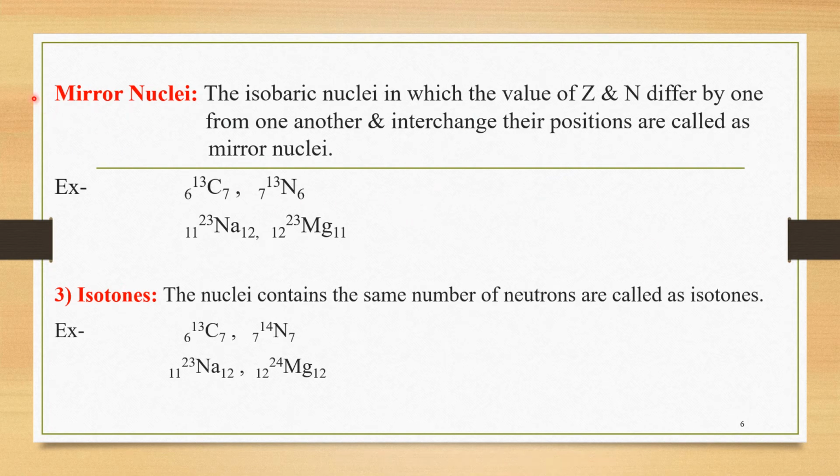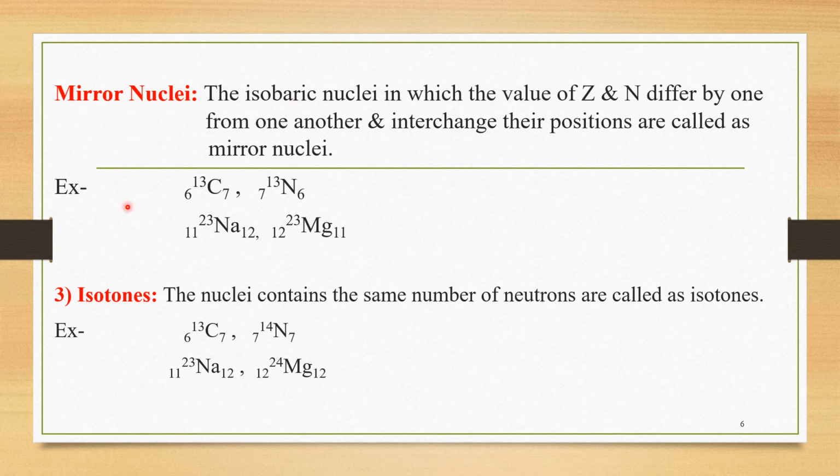Now in these isobars we have to study one more concept, that is mirror nuclei. What is meant by mirror nuclei? The isobaric nuclei in which the values of Z and N, that is the number of protons and neutrons, differ by 1 from one another and interchange their positions are called mirror nuclei. So these mirror nuclei are nothing but isobaric nuclei in which the number of protons and number of neutrons differ by one from one another and exchange positions, so they are called mirror nuclei.